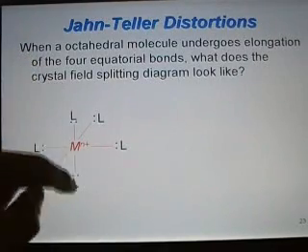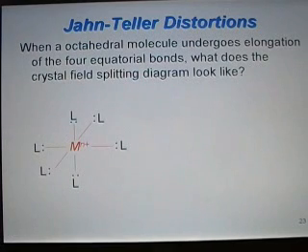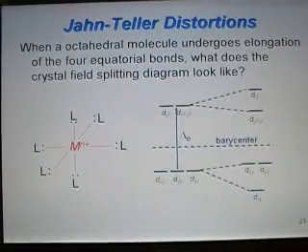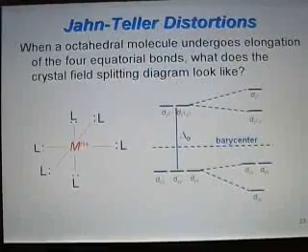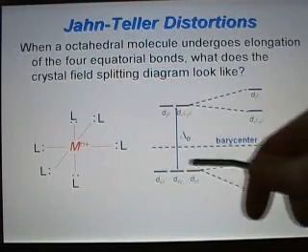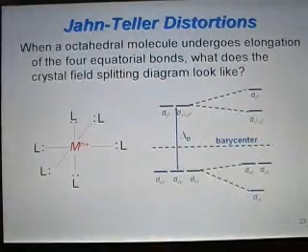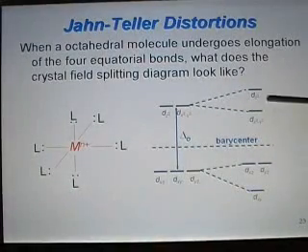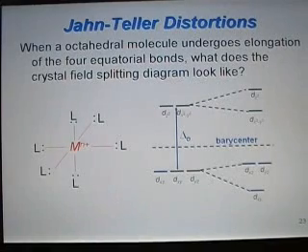Whereas the bonds along the z-axis tighten up, so you expect the energy for the dz squared to increase, and the dxz to increase and dyz to increase. And that's what it looks like. So you should be able to rationalize, just based upon a simple diagram like that, what the crystal field splitting looks like for an octahedron, even if I distort it.